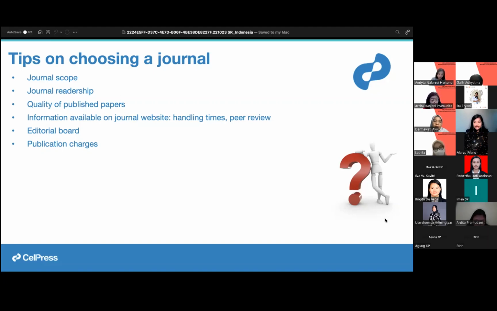If they are, then that's a good sign that this is the right journal for you. They know your field. It attracts the best people in your field. Journals will also be upfront about publication charges.